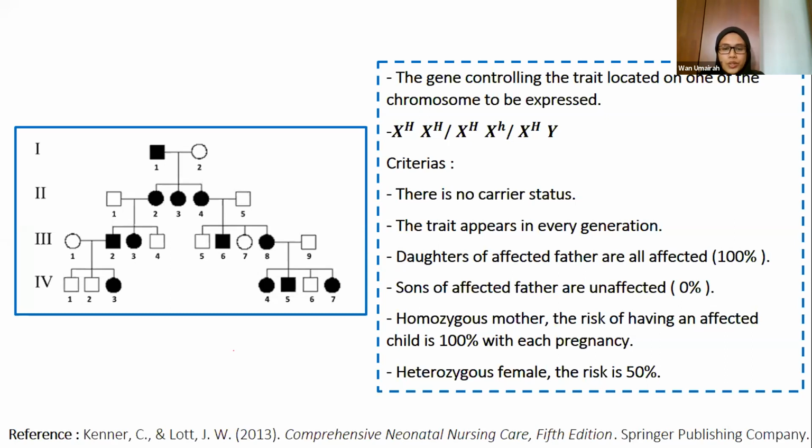First, there is no carrier status. This is because the person who has the dominant gene will always have the disease, so there is no carrier status. And the second, the trait appears in every generation. Like you can see in the picture, the black one is the one who has the disease, and so it appears in all generations. For another criteria, I will explain on the next slide.